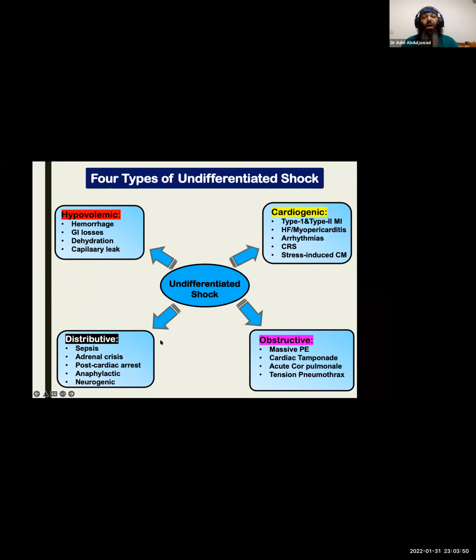So these are the four common types of undifferentiated shock: the hypovolemic shock, the cardiogenic shock, the obstructive shock, and the distributive shock. Under each of those four main categories of shock, whether hypovolemic, cardiogenic, obstructive or distributive, you have to familiarize yourself with the broad differential diagnosis. For example, if hypovolemic, is the patient having hemorrhage or accentuated.